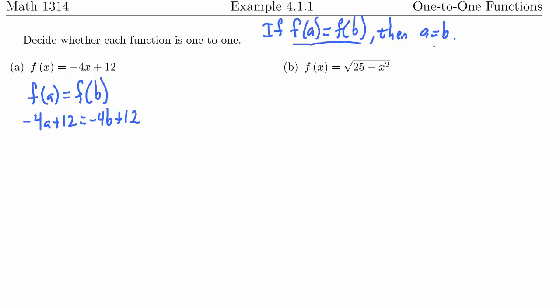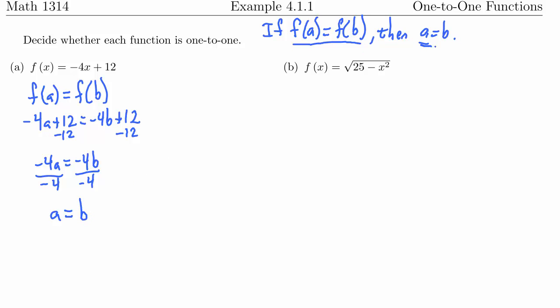From this point, I want to get a by itself, which means I need to solve this equation for a. To do that, the first thing I need to do is subtract 12 from both sides. That leaves me with negative 4a equals negative 4b. To solve for a, I need to divide both sides by negative 4. That leaves me with a equals b.